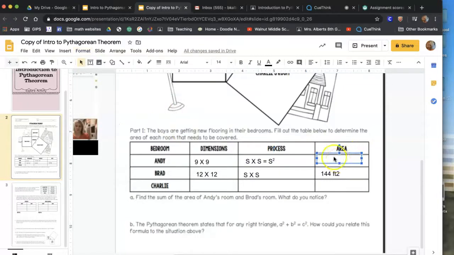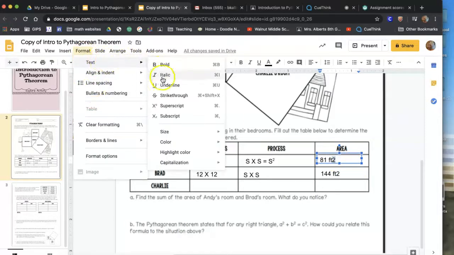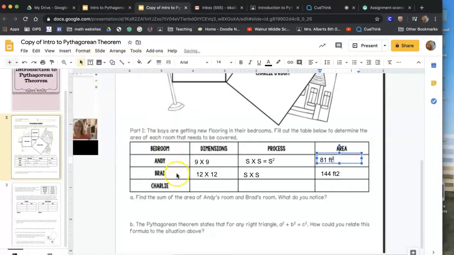Okay? So then you should have found your area. The area then, 9 times 9 is 81. And the label is feet, feet squared. So I'm going to put my 2 in. I'm going to highlight it, go back up to Format, go to Text, and go to Superscript, and now it's squared. So then you should have completed these two.